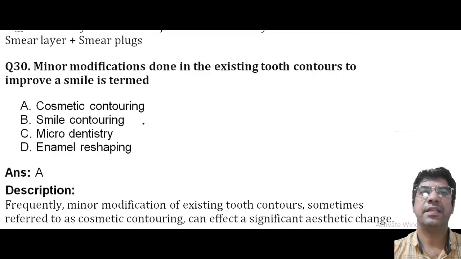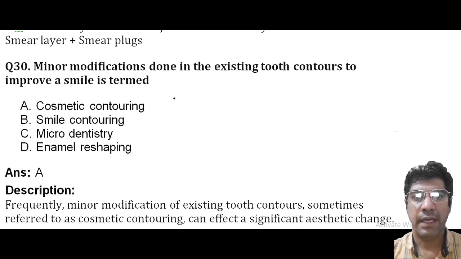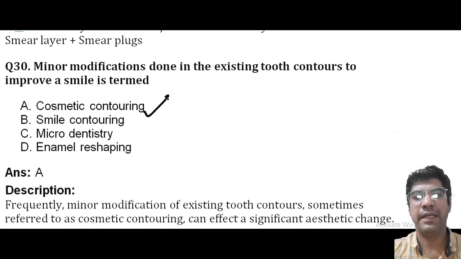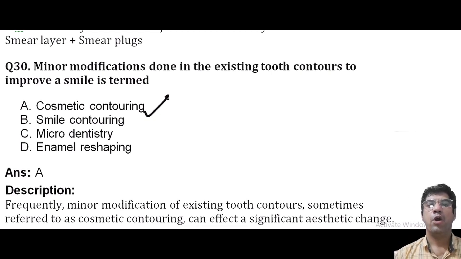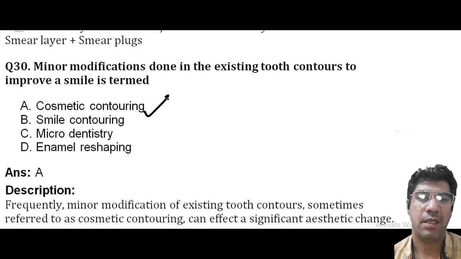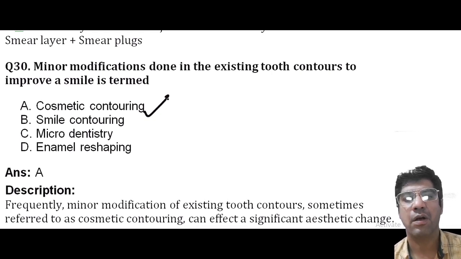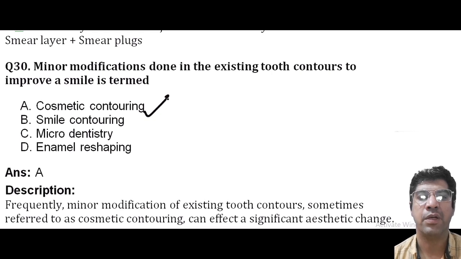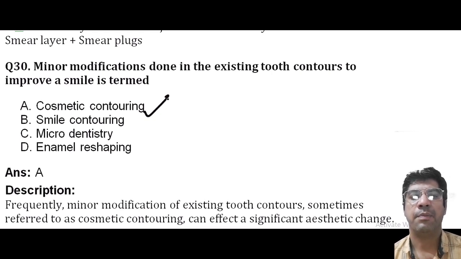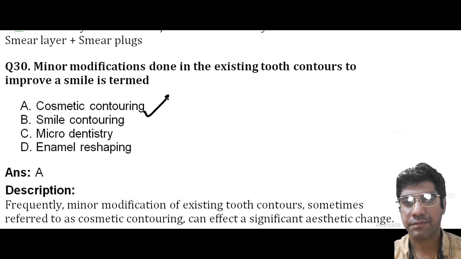The minor modification done in existing tooth contour to improve smile is cosmetic contouring. Cosmetic contouring is also known as tooth contouring. It is a dental procedure in which minor modifications are made to existing tooth contours to improve the appearance of the smile. That can involve the reshaping or smoothening of the enamel of the tooth to correct minor imperfections.